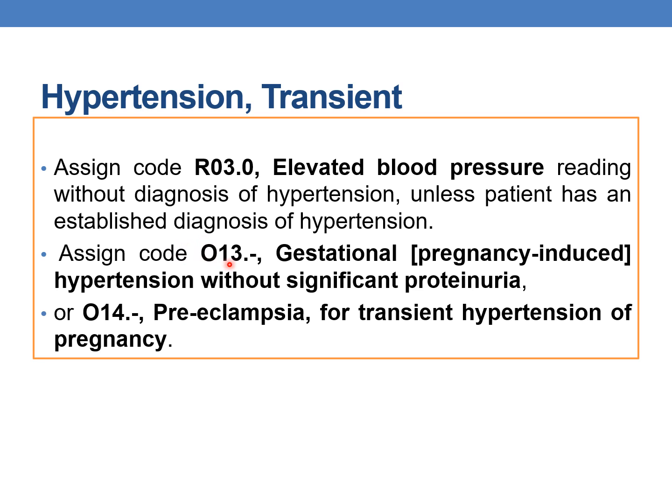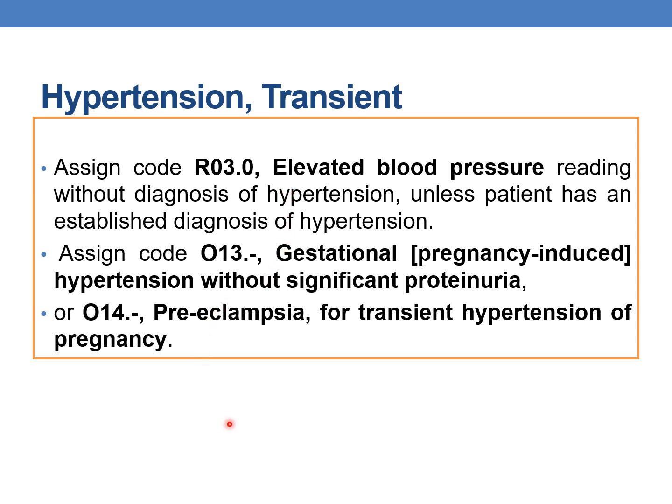And next, gestational or pregnancy-induced hypertension without significant proteinuria. This also comes under transient hypertension. This is given in the category O13. Or pre-eclampsia for transient hypertension of pregnancy, O14. There are three categories under transient hypertension: R03.0, O13 and O14.